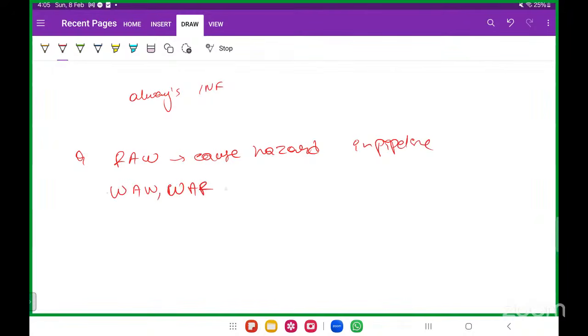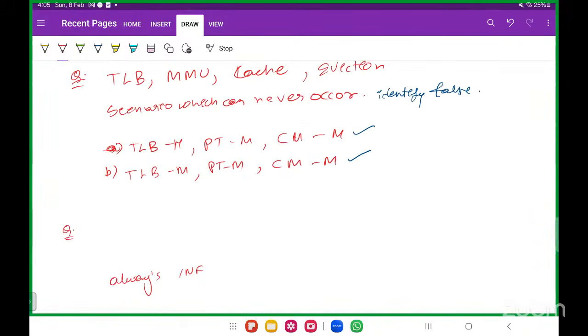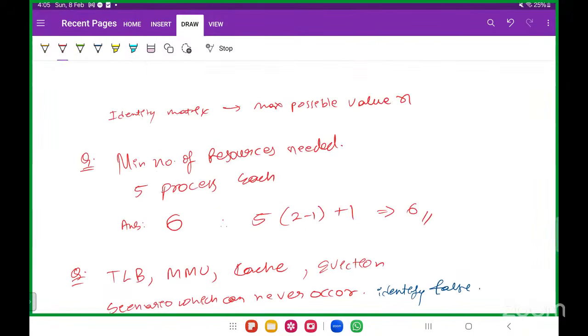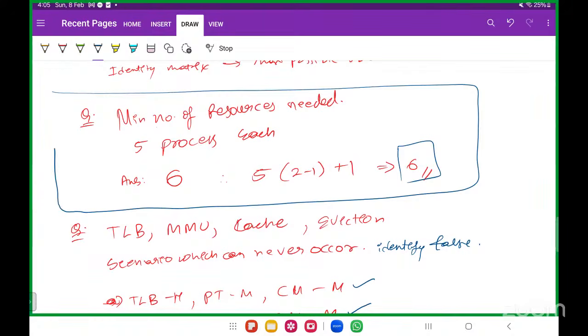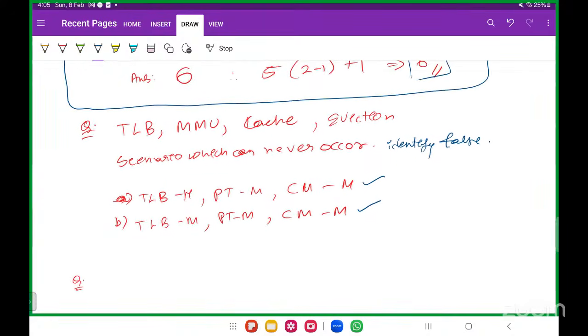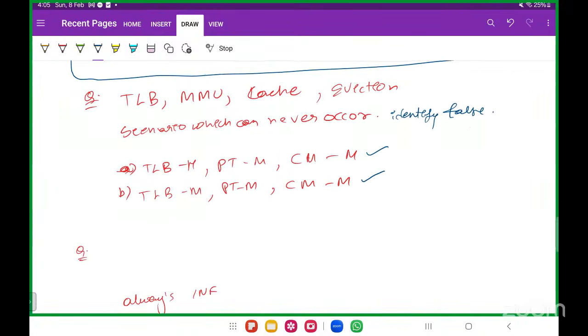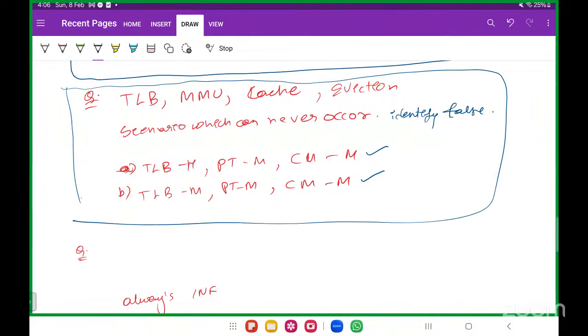Next problem, that is a very simple problem. It comes in deadlock, right? So there are n number of processes, n equals 5. Each process may request a maximum of 2 instances of a resource, and that is also one by one. So what should be the number of instances of resources which ensures that the system will be deadlock free? So simple formula, n into (k minus 1) plus 1. So 5 into (2 minus 1) plus 1, that answer will be 6.